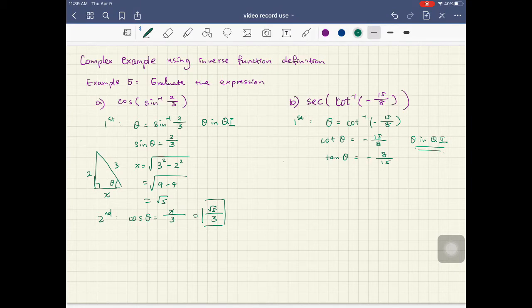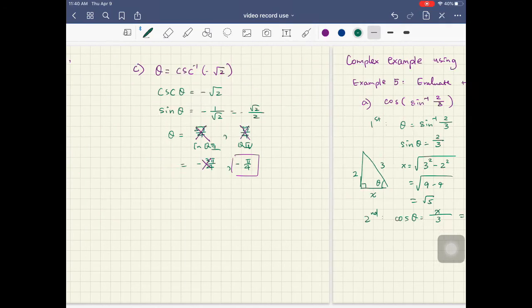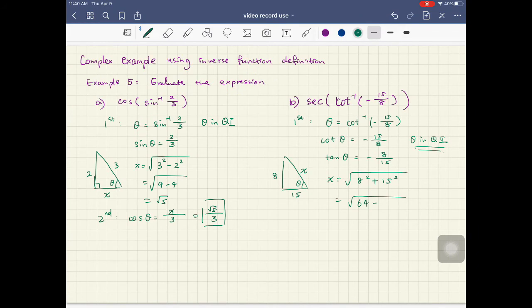I have to use the triangle version. Tangent of theta tells me the side opposite the angle is 8 and the side next to the angle theta is 15. I need to find the hypotenuse, which is the square root of 8 squared plus 15 squared. When we draw the triangles, we can ignore the negative sign for right now. So we end up with 64 plus 225, which is 289, which is 17 squared. So we get x equal to 17.